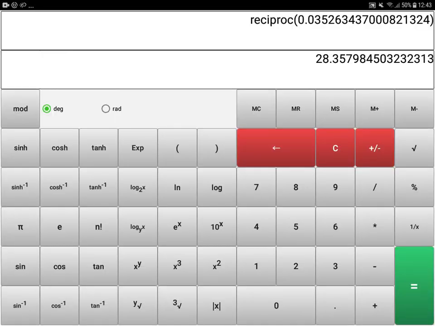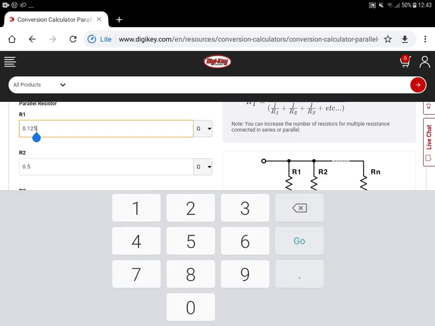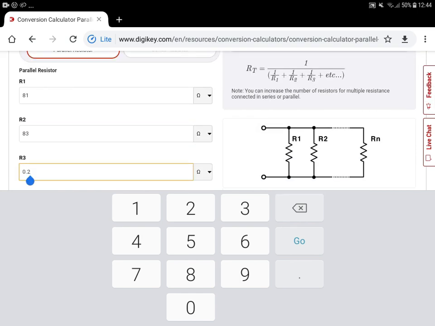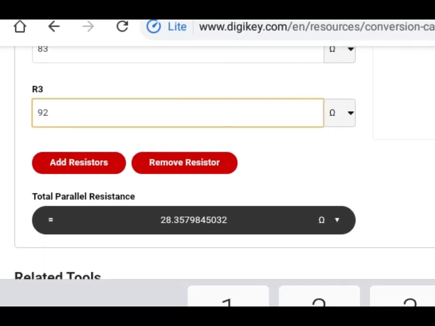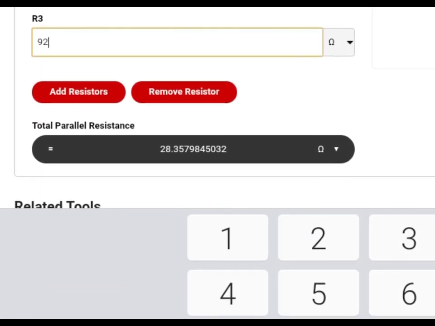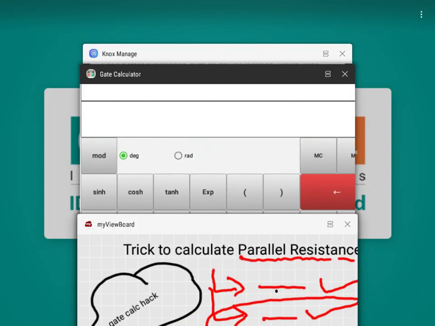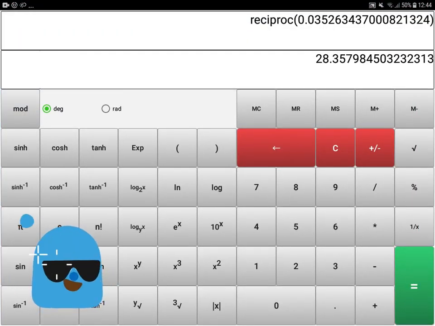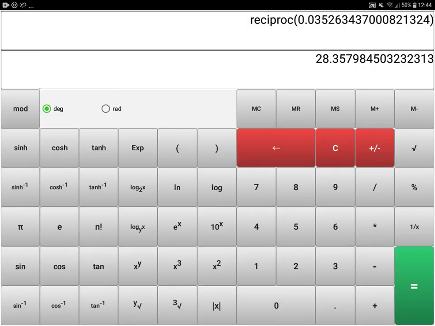You can verify it from the website also. The first resistance was 81, the second resistance was 83, the third resistance was 92. You can see here the value is 28.35. This is what we got from the GATE calculator also. So you can see we get the same answer. Let us take one more example.